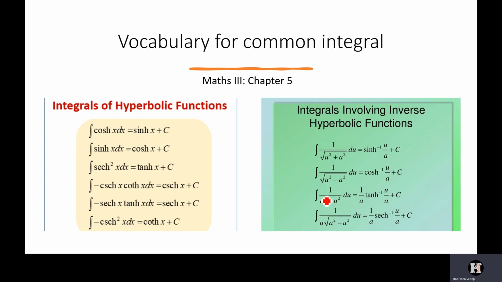If you look at the question, integrate 1 over a square minus u square, then the vocabulary tells you it is 1 over a tangent inverse u over a. Okay, this one you need to be a little bit careful. For students who take Maths 2 and Maths 3, the main reason is because this question will give you two different answers by using two different methods. The first method is directly using the vocabulary, the inverse trigonometry function. The second one is actually partial fractions.